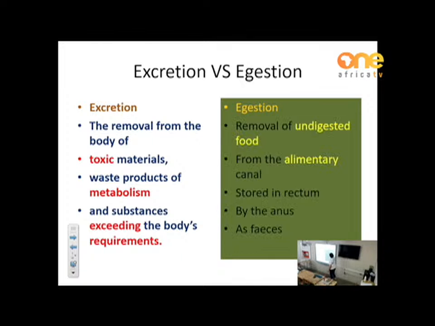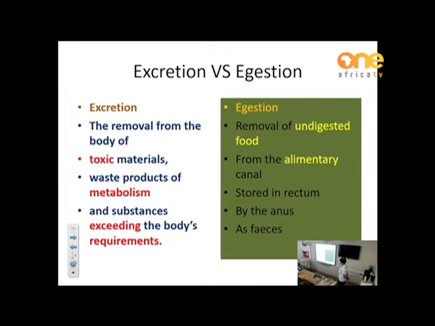The removal of undigested food from the alimentary canal. Egestion, the feces is stored in the rectum, egested by the anus, and we call it feces. And now you will not get confused. Egestion, undigested. You know that, what that means? And excretion, excretory products, excretory organs, metabolism.